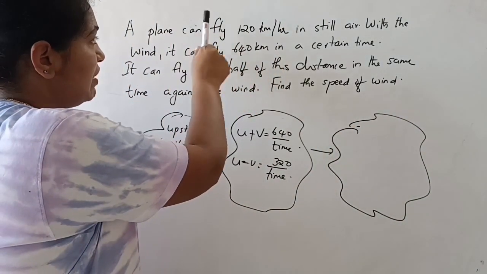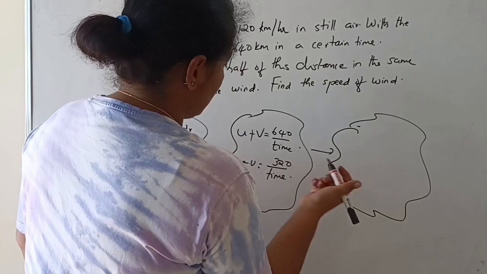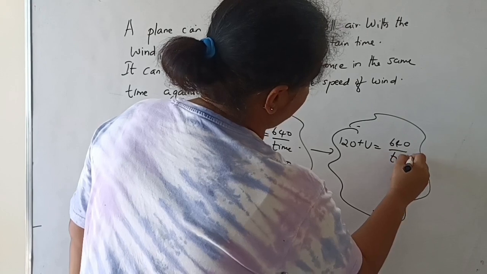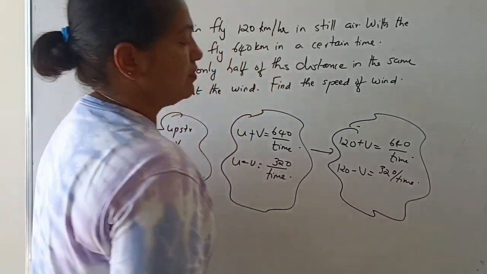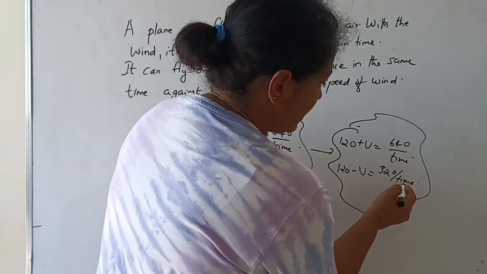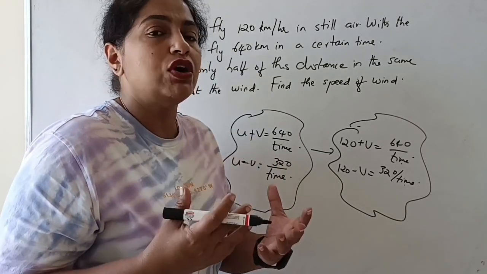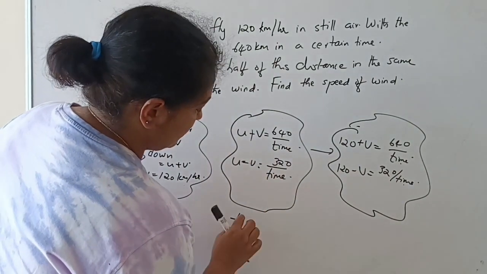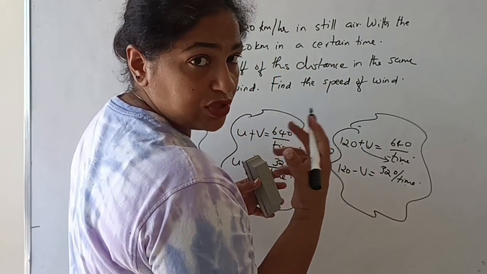Our condition is when we are applying the speed of the plane in still air to this equation. So what do we get here? u is already given as 120. 120 plus v is equal to 640 divided by time, and 120 minus v is equal to 320 divided by time. Now you can see that this time factor is common in both the equations and it is the same time. So we will bring this to the denominator and this to the numerator so that we can equate both the equations.